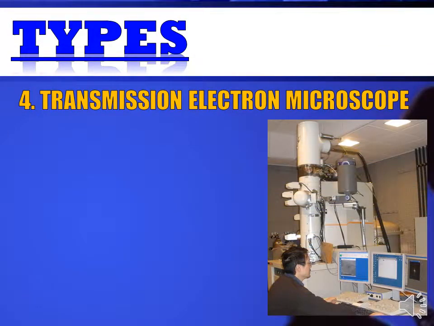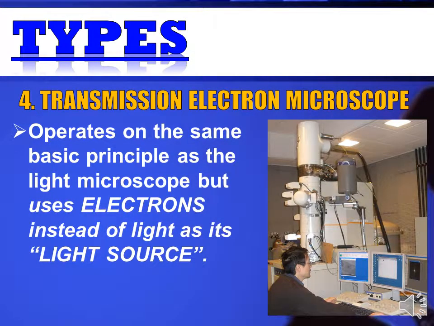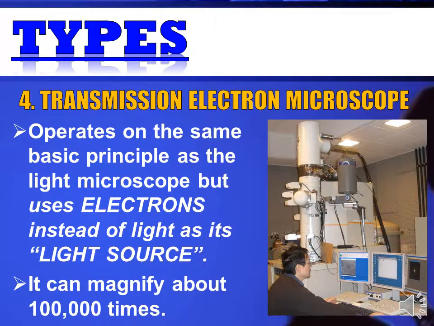This is a transmission electron microscope, one of the most powerful microscopes that operates on the same basic principle as the light microscope but uses electrons instead of light as its light source. It can magnify 100,000 times.